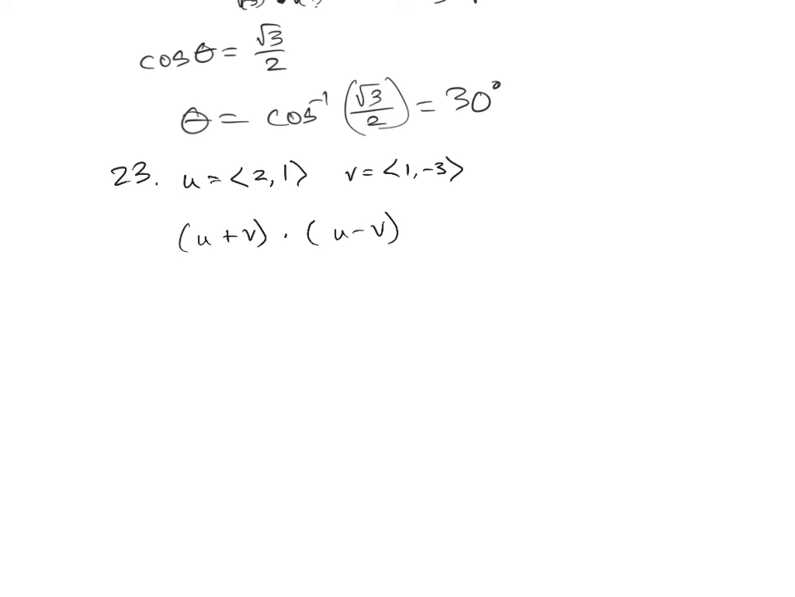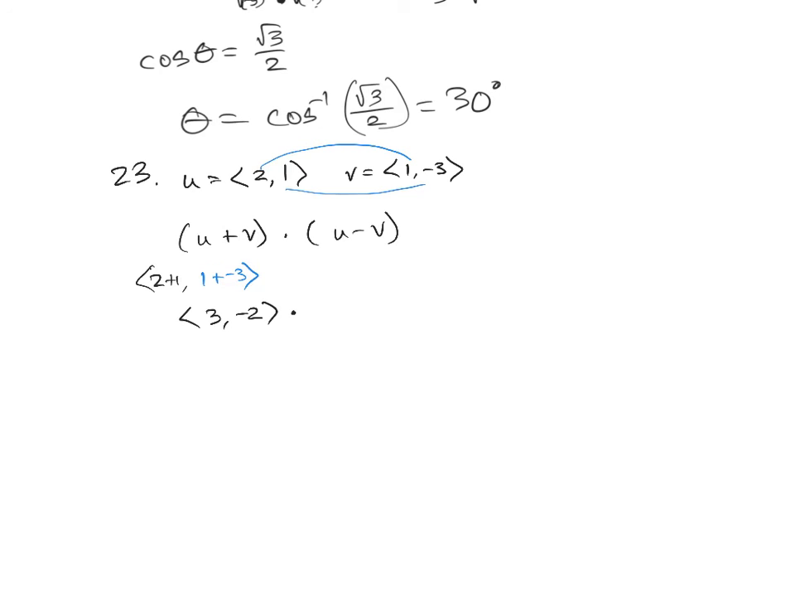Okay, well, u plus v would be 2 plus 1 in the x position, and then the y position is 1 plus negative 3. So u plus v is going to be 3, negative 2.